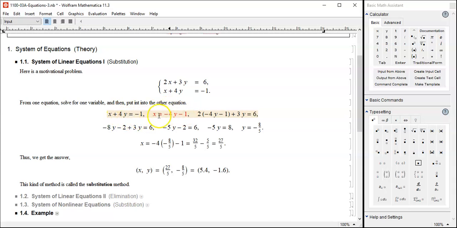So from here, solve like this, and please pay attention to this red part. Here, I'm plugging in. And if I do that, you see, the red part replaces the x part of the first equation, and what do we have? We have an equation of y, just one variable.